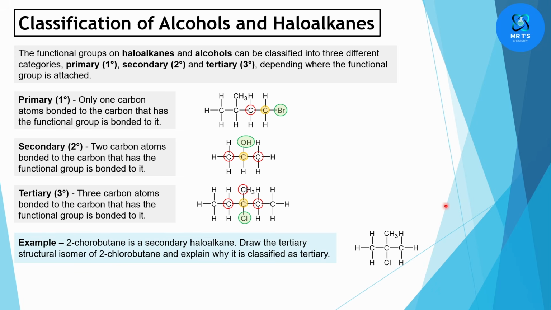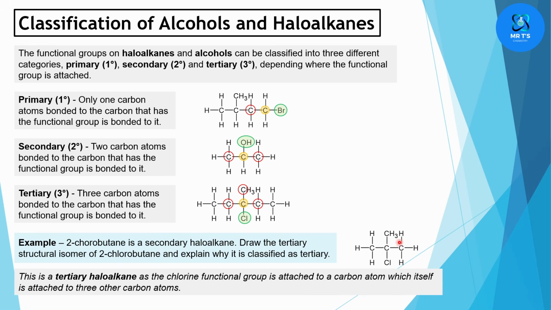So what is an isomer? A structural isomer has the same formula, the same number and type of atoms, the same molecular formula, but they're arranged in a different way. So instead of having 4 carbons in a row with the chlorine coming off the second carbon, what I've drawn here is an isomer of it that is tertiary. It is tertiary because the carbon in the center that's bonded to the chlorine has 3 carbons attached to it. And I explain this because it's asked me to explain why it's classified as tertiary.